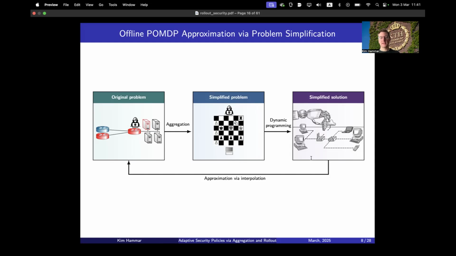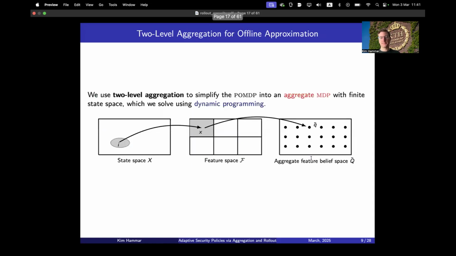So more specifically, the way that we simplify the problem is by using a two-level aggregation, where we first aggregate the state space into a smaller feature space. And this feature space should be small enough so that we can construct beliefs over it. And then we aggregate those beliefs into a finite subset called Q tilde. And Q tilde then defines an aggregate problem that can be solved using dynamic programming.